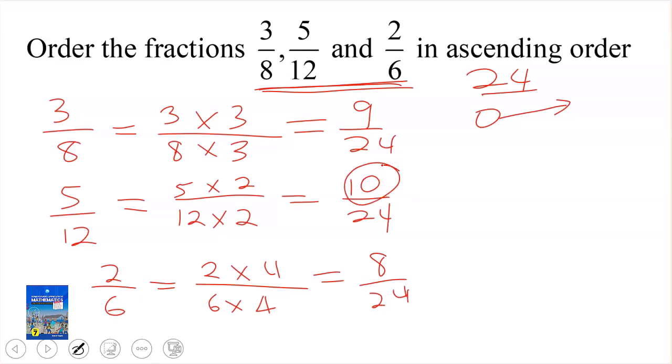biggest of all. So if you are doing ascending, then the least, which is this one, should be first. So 2/6, followed by 3/8, followed by 5/12. So in order of ascending, this is how you will arrange this fraction. Beautiful.